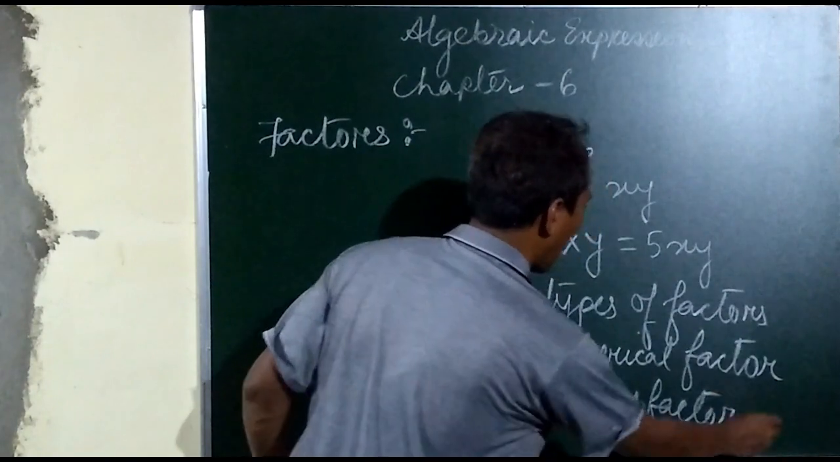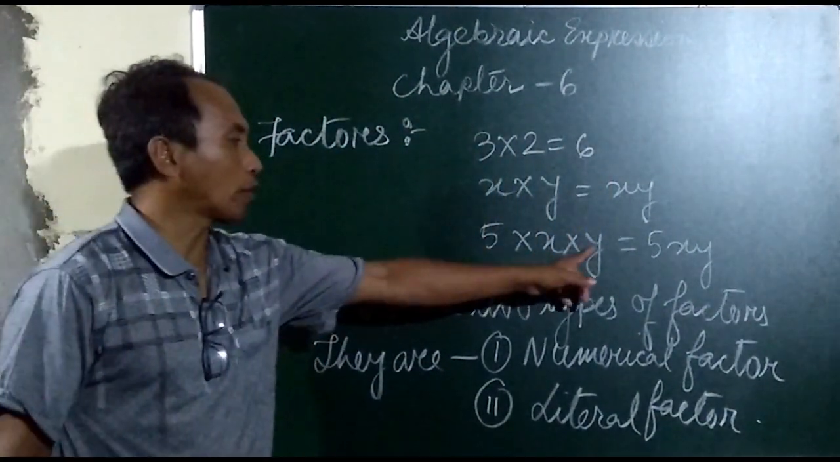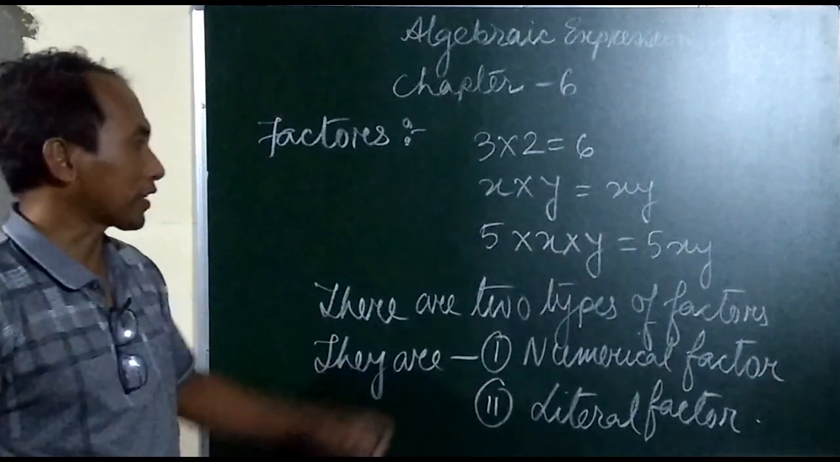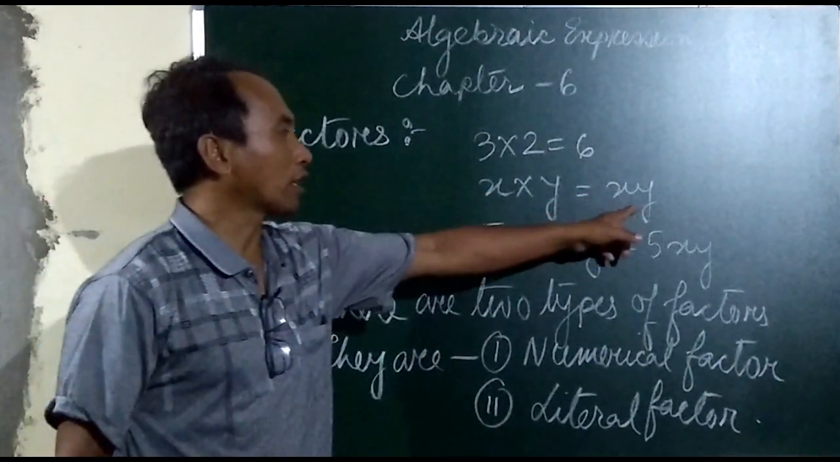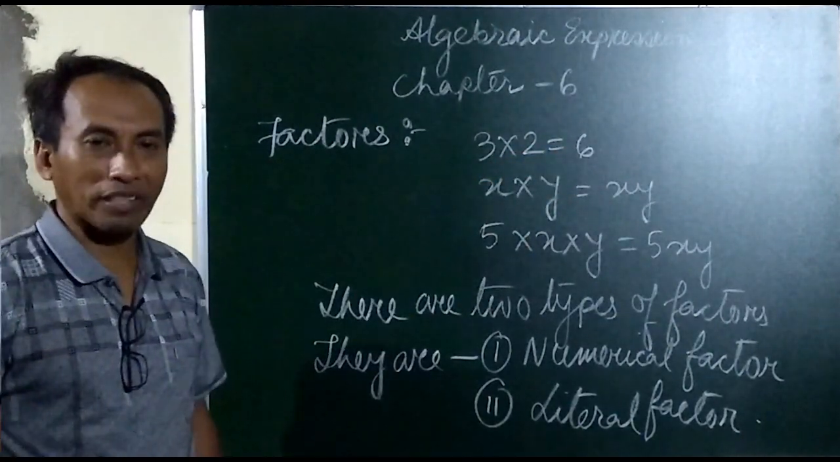So here I give you an example. This is the numerical factor, and x and y are called the literal factor. Here x and y is the literal factor, and here 3 and 2 are called the numerical factors.